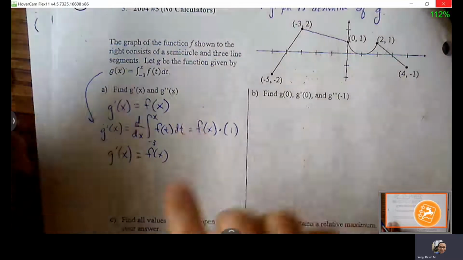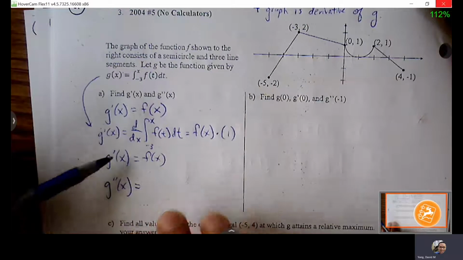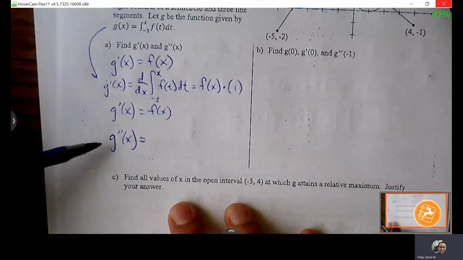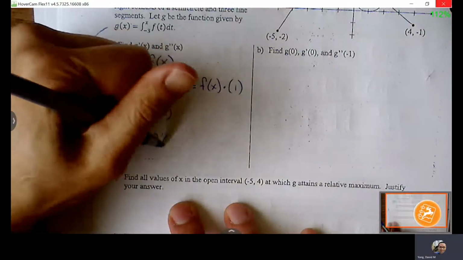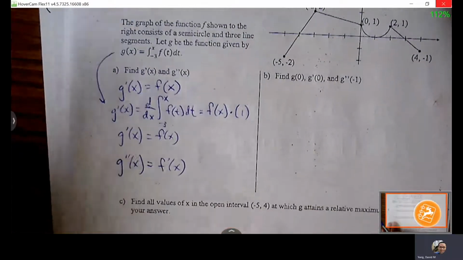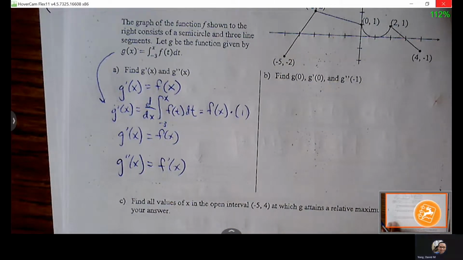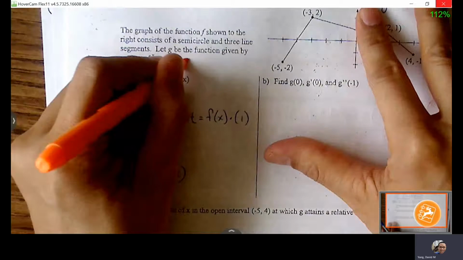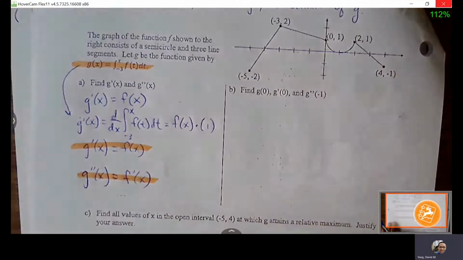We also want to find g double prime. If g prime goes to g double prime, then f is going to go to what? F prime. So there's the staggered relationship between f and g. G prime is f, and g double prime is f prime. Everything is staggered in terms of their relationship. We're going to highlight these 3 because these are the relationships and formulas that we're going to use for part B.